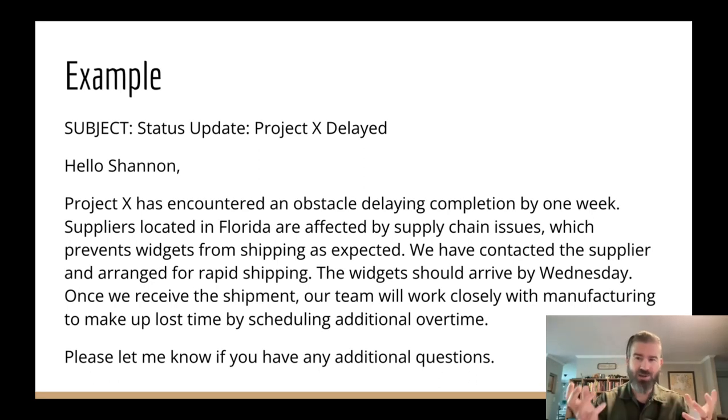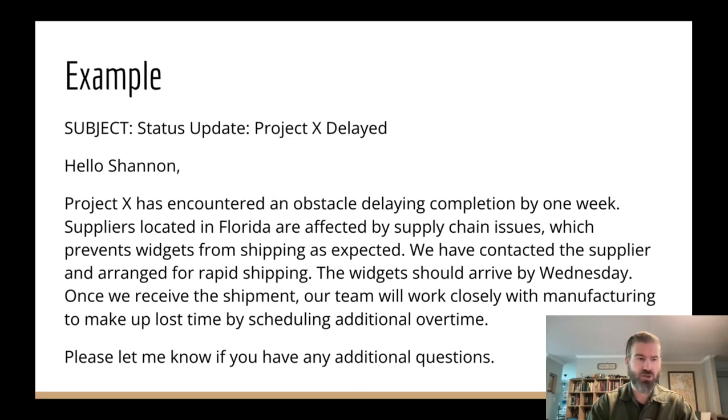Now I'm going to kind of come to the rescue, right? Superhero cape on. We have already contacted the supplier and arranged for rapid shipping. So that's the best thing that we can do. Maybe that was the most viable option. The widgets should arrive by Wednesday, and once we receive the shipment, our team will work closely with manufacturing to make up lost time by scheduling additional overtime. So I've said, now we've done 2 things to fix this.